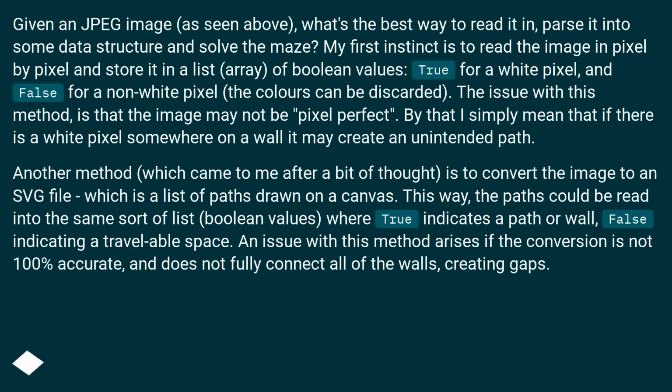SVG file, which is a list of paths drawn on a canvas. This way, the paths could be read into the same sort of list, Boolean values, where true indicates a path or wall, false indicating a travel-able space. An issue with this method arises if the conversion is not 100% accurate, and does not fully connect all of the walls, creating gaps.